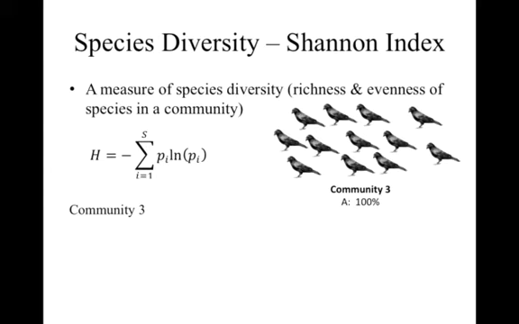The absolute minimum Shannon index is 0. If you get a Shannon index that is below 0, you've probably forgotten the negative sign. You get a Shannon index of 0 when there's only one species in your community. So here I have 100% crows.